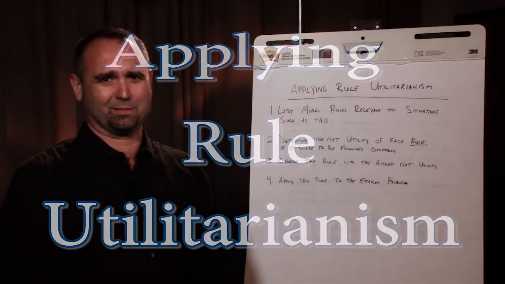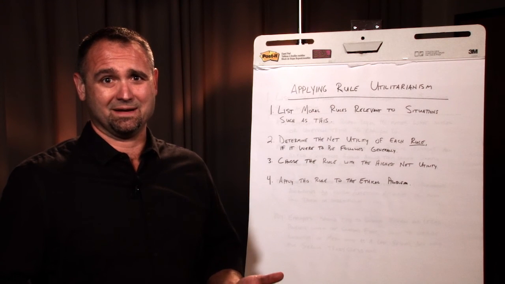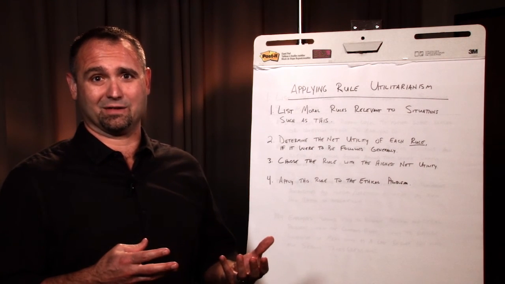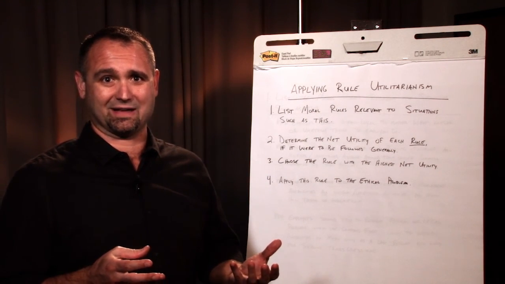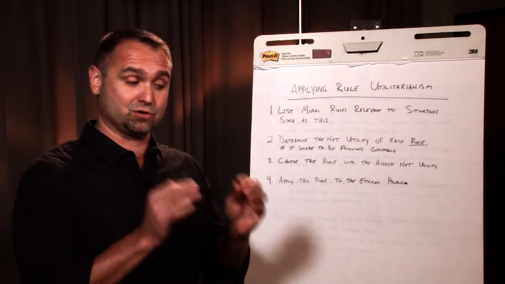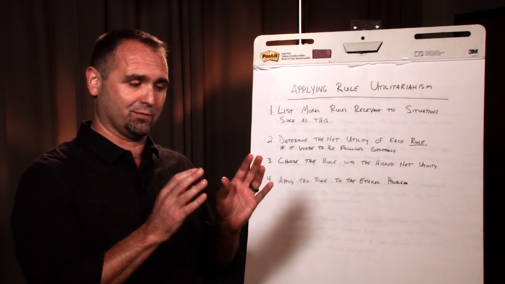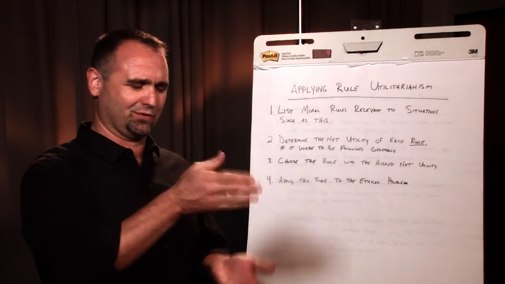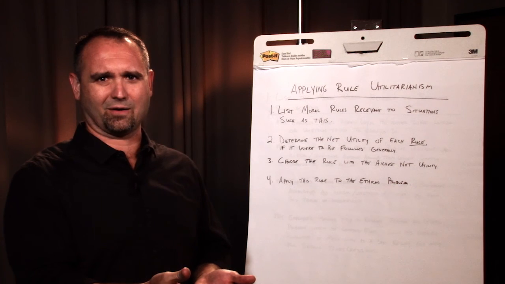Applying rule utilitarianism ideally ought to be rather easy. The idea of the theory, after all, is that we find the right kinds of rules that we need for a happy society, and then once those rules are in place, we just follow them. So it should be, at least in principle, possible for us to just take the rules that we've got, apply those to our problems, and get our answer.